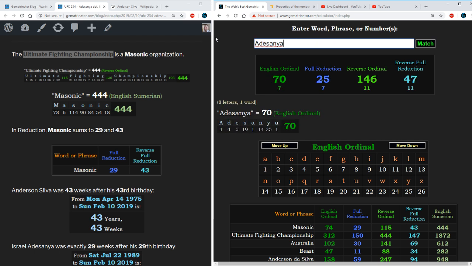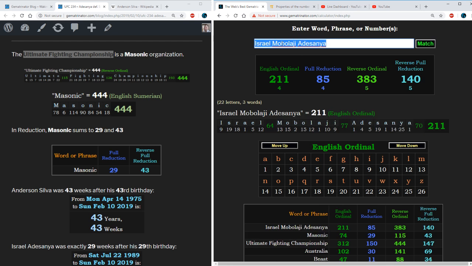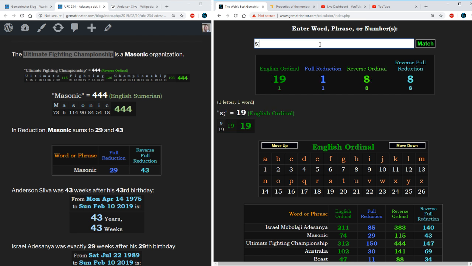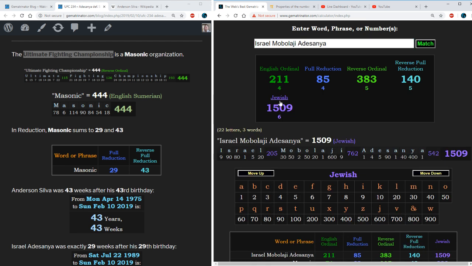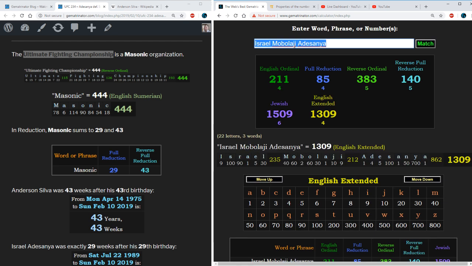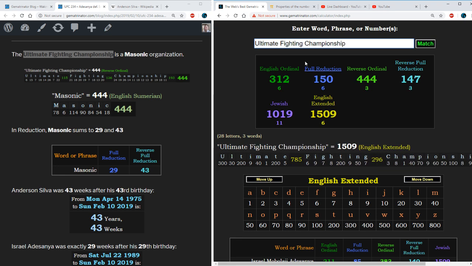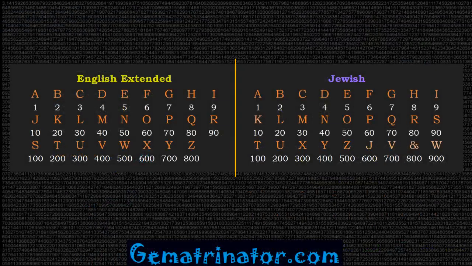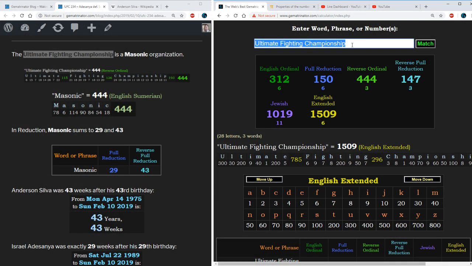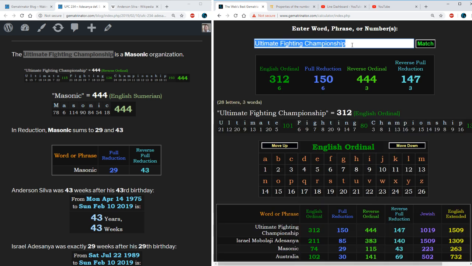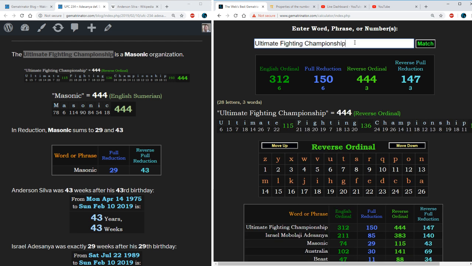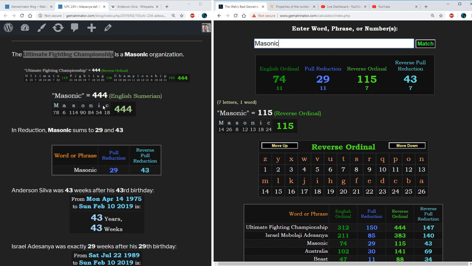One thing I want to point out before I continue, check out the name Israel Mobalaji Adesanya. Notice how in Jewish Gematria this sums to 1509. In English Gematria, Ultimate Fighting Championship equals 1509. And English Gematria is the same as Jewish, but it's structured using the current 26-letter alphabet, A to Z. So this is just to point out that the Gematria of Ultimate Fighting Championship is indeed significant. So here we're looking at the 444, which is the Gematria of Masonic in Sumerian.